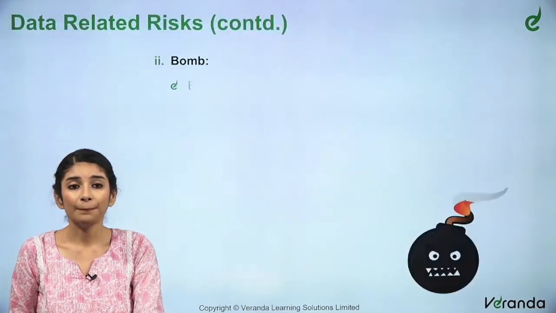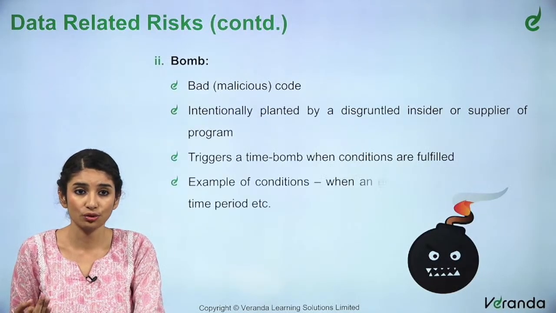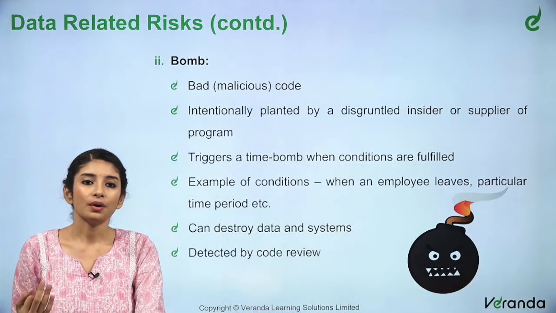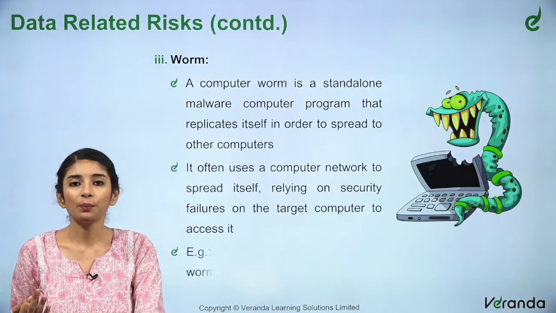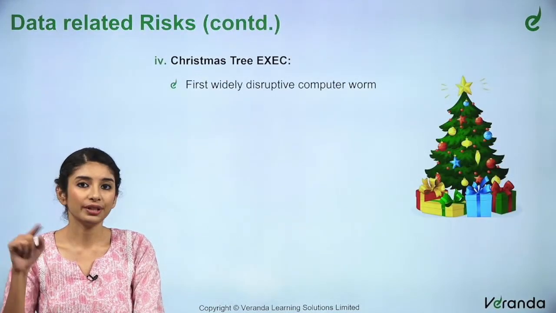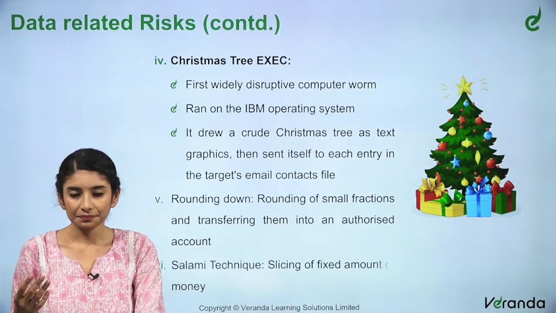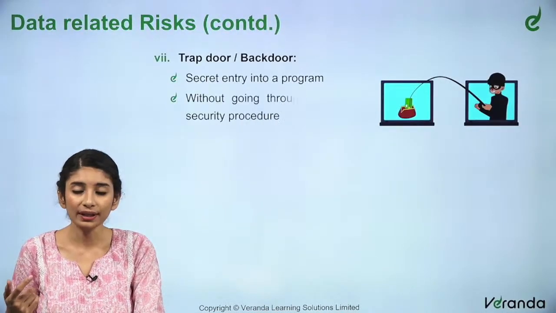And then we have worm. A worm can spread through various systems through networks. Remember? Data diddling, bomb, worm. After worm, we have Christmas tree exec. Then rounding down, salami technique. Trapdoor, spoofing.